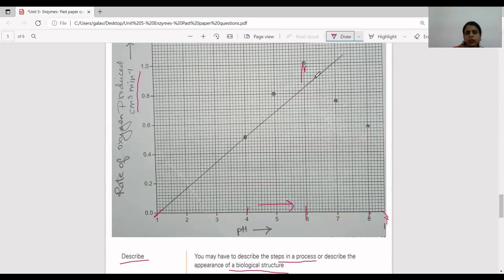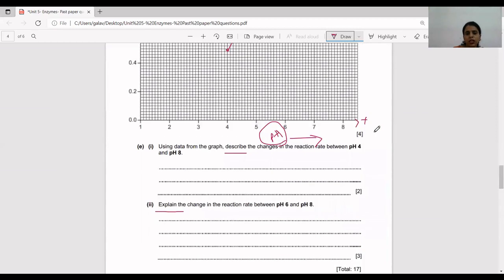Okay, second mark. Third mark you might get, if the question is asked for 3 marks, you can write down the rate of reaction decreases beyond pH 6. Okay, the rate of reaction decreases beyond pH 6. So you can get 2 marks just for writing that as pH increases, the rate of reaction also increases.